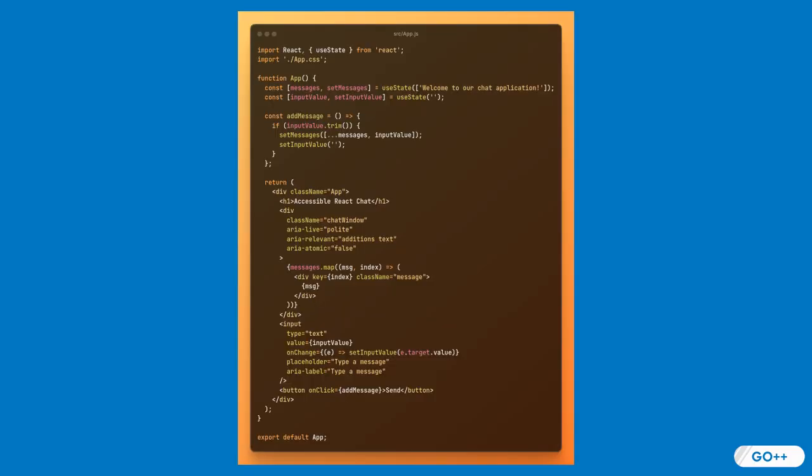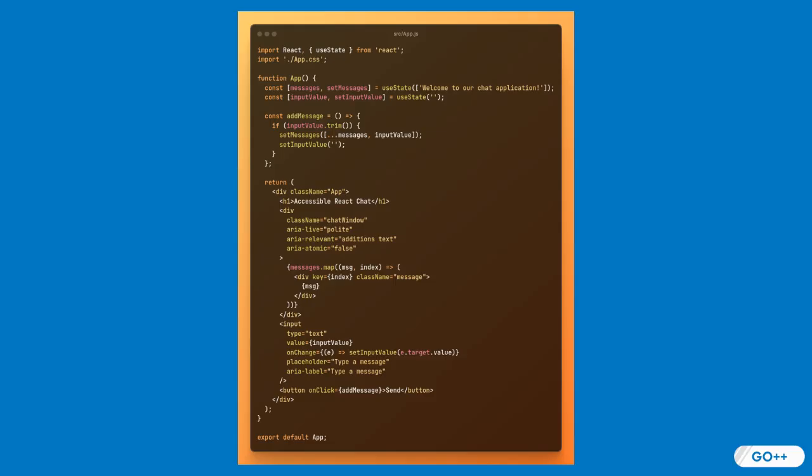Now let's see how these concepts come to life in a practical example. We'll be working with a simple React application that demonstrates how to use ARIA Live Regions to update content dynamically. Here's a brief walkthrough of the code in our src/App.js file. We have a component that renders a chat interface. It uses React's useState hook to manage the chat messages and the input value.